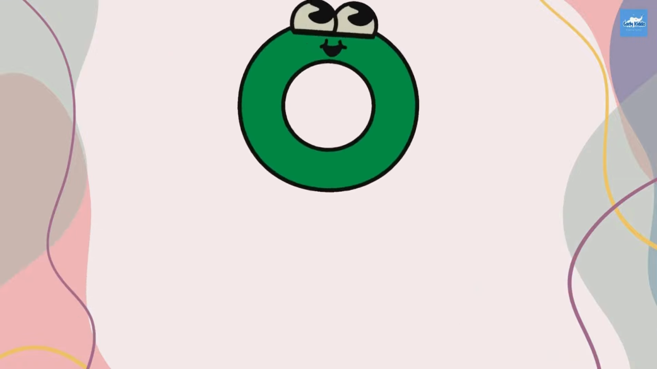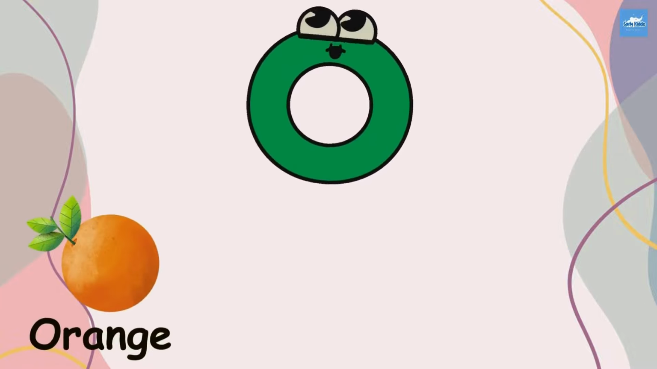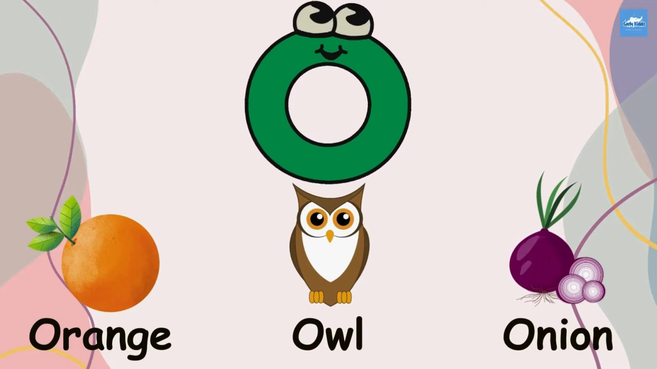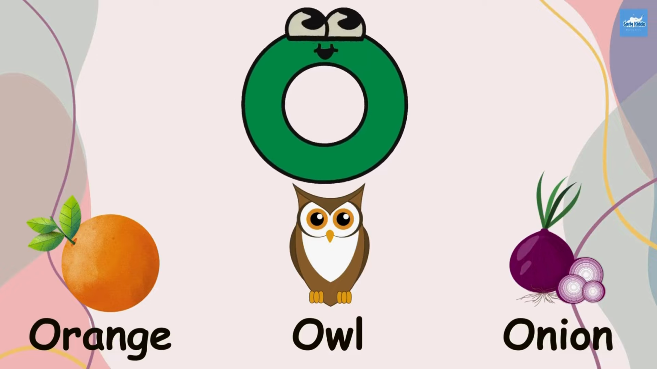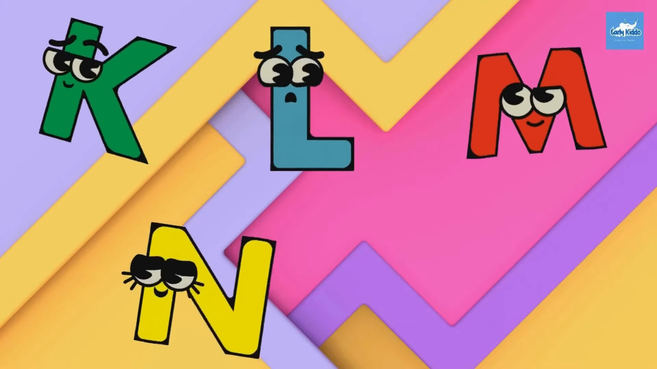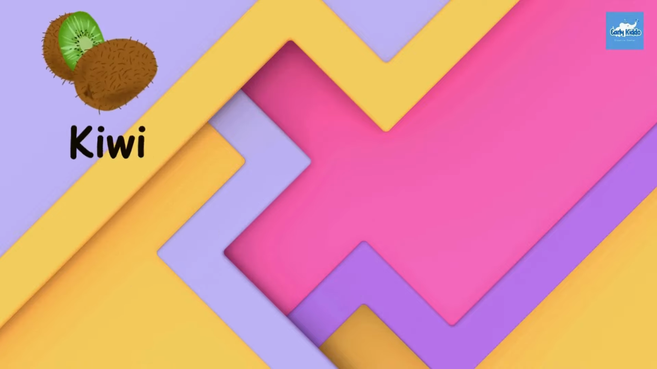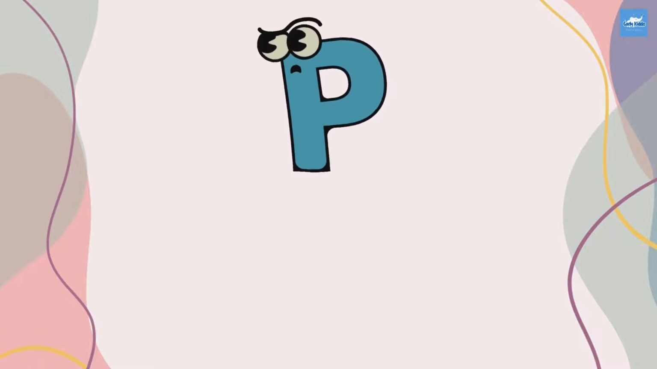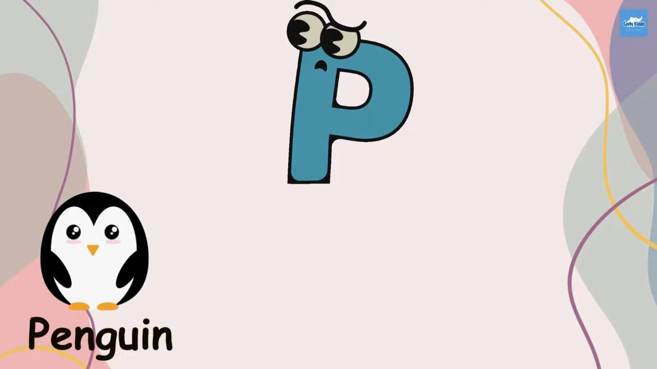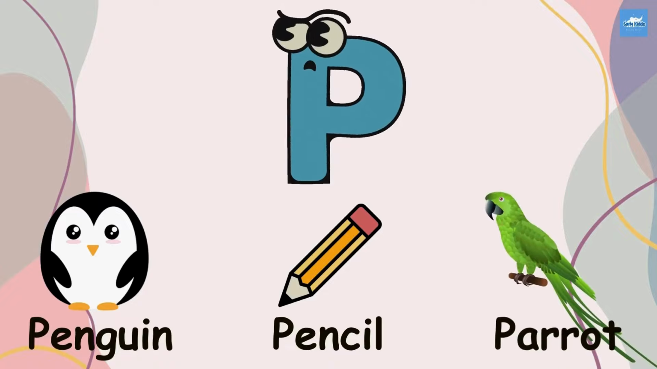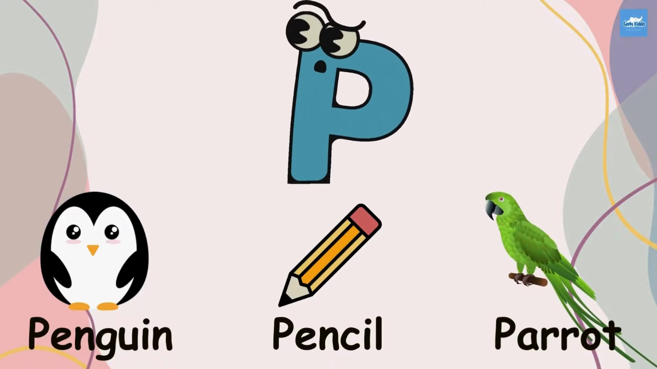Letter O. O for orange. O for owl. O for onion. O says o, o, o. Letter P. P for penguin. P for pencil. P for parrot. P says pa, pa, pa.